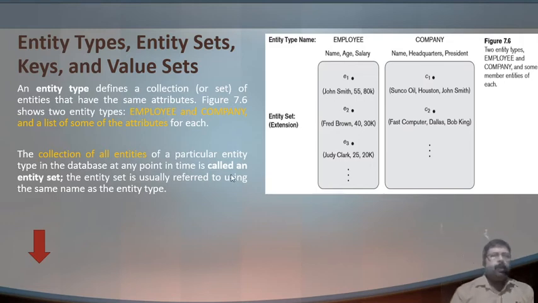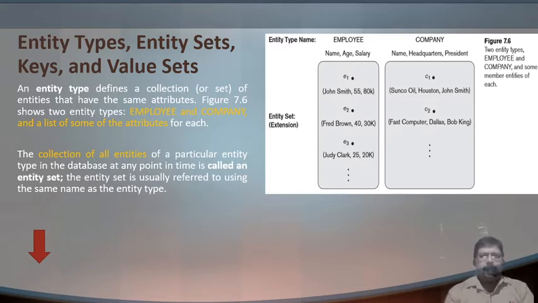In the previous videos, we discussed different attributes in the entity relationship model. Now, in this video, we will discuss different entity types, entity sets, keys, and value sets.